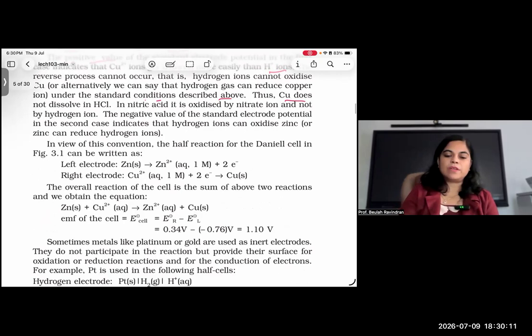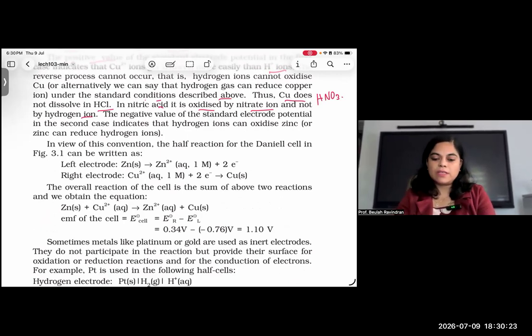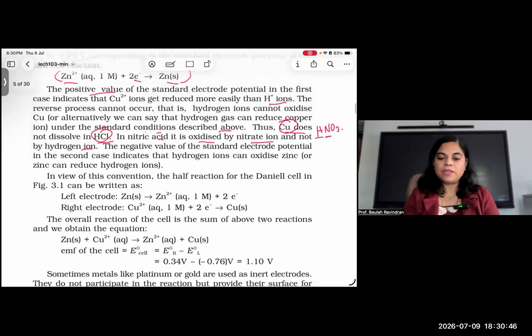Thus, copper does not dissolve in HCl. In nitric acid, it is oxidized by nitrate ion and not by hydrogen ion. Very important: in nitric acid it is oxidized by nitrate ion only and not by hydrogen ion. Also, copper does not dissolve in HCl. These are the standard acids we saw, and these are the hidden reasons behind this. When compared to hydrogen, copper is more oxidized in nature.